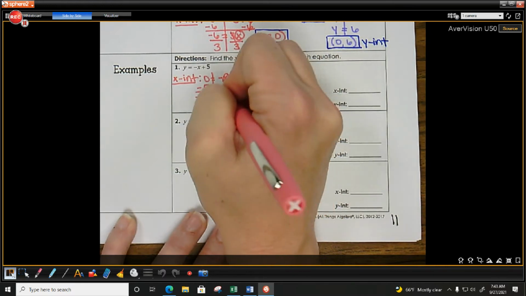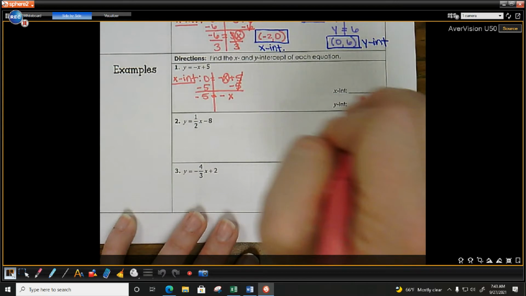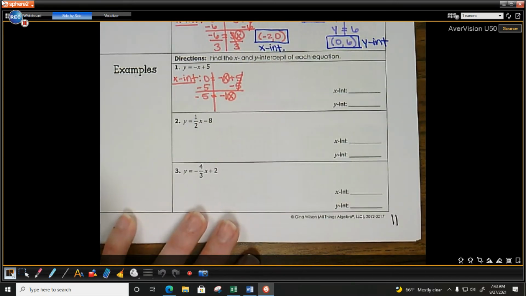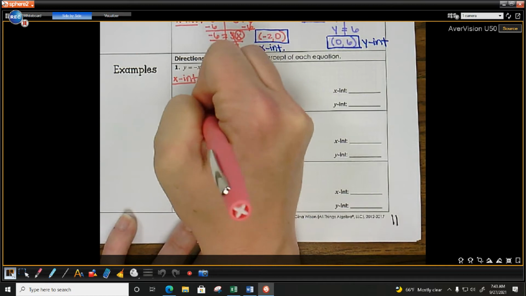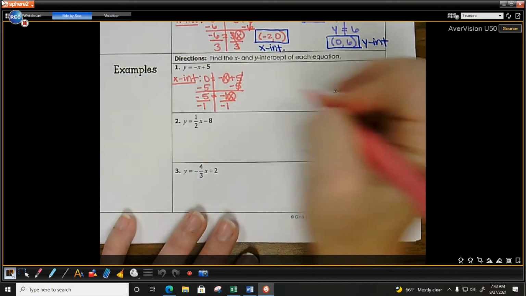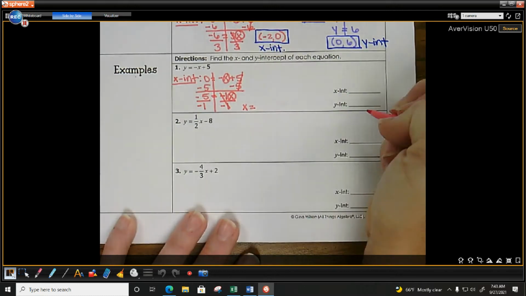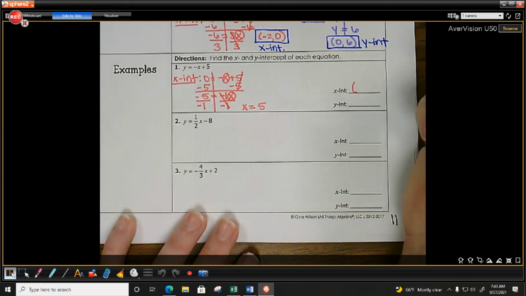And then I'm left with negative x. X doesn't have a coefficient, so I can put an understood what there? 1. Keep your x circled. What do I do next? Divide by negative 1. Remember, when a number and a variable are glued together, that's multiplication, so the opposite is division. So the negative 1 over negative 1 cancels, and I get x equals 5. So how do I write my x-intercept?